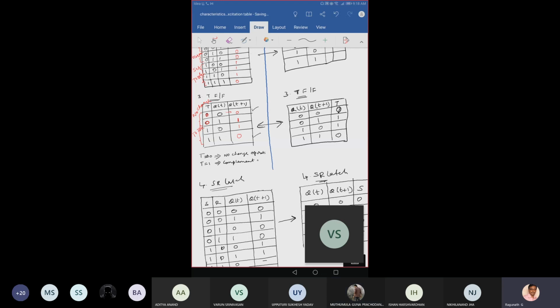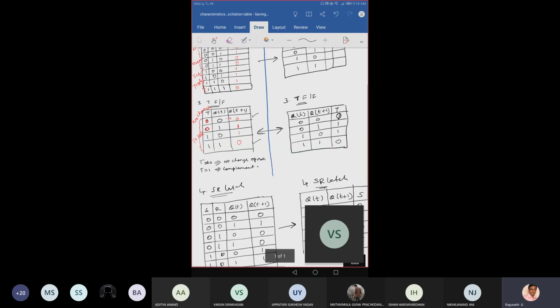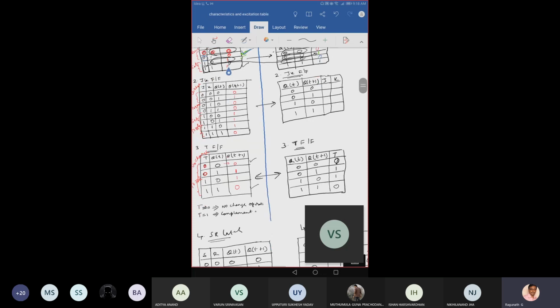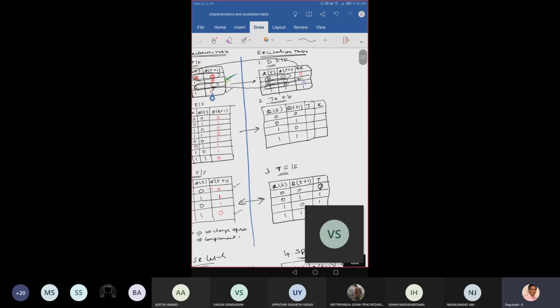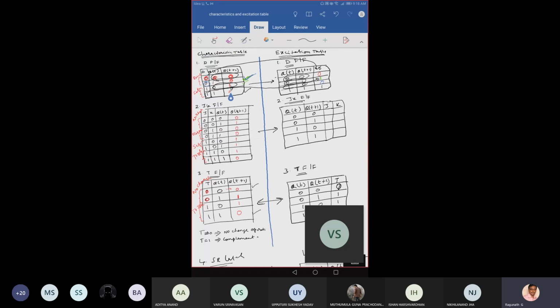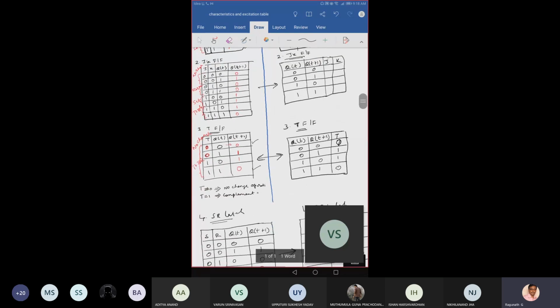Now this is the excitation table of the T flip flop. Actually, the excitation tables of the D flip flop and T flip flop are easier compared to the JK flip flop. The reason is, in the D flip flop's characteristic table, how many combinations have we written? 4 combinations. In the excitation table of the D flip flop also 4 combinations. The same thing for the T flip flop also.